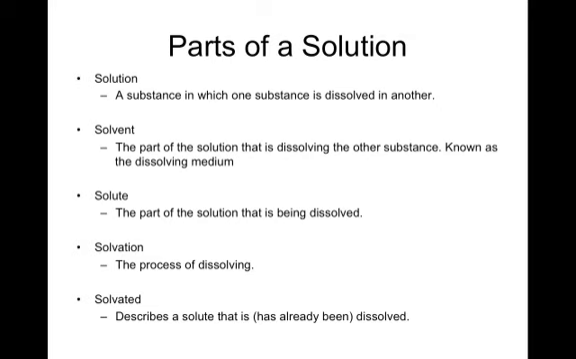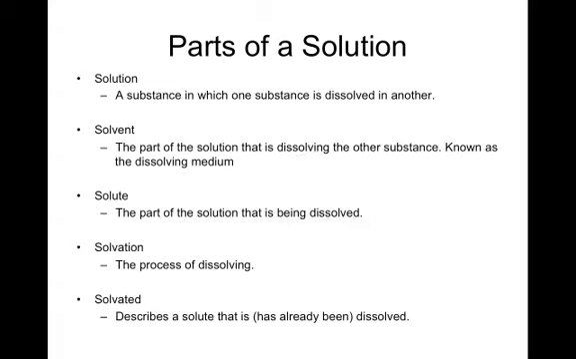So the parts of a solution, you have the solution, which is a substance in which one thing is dissolved in another. You have the solvent, which is the part that is doing the dissolving. The solute is being dissolved. So, for example, if you put salt in water, the salt would be the solute, and the water would be the solvent. So, for example, salt water, this is the salt and this is the water. The solvent is dissolving the solute, which is the salt. It is being dissolved.